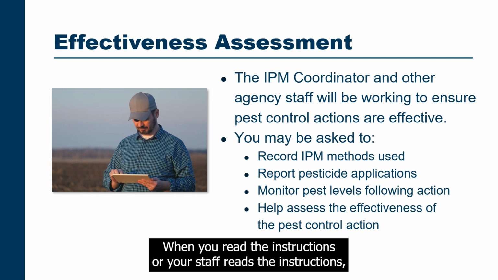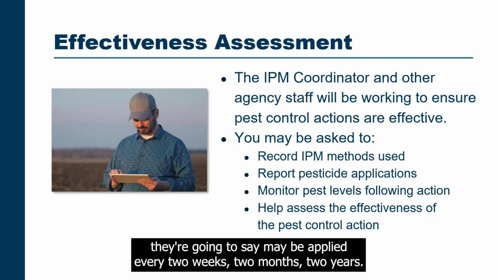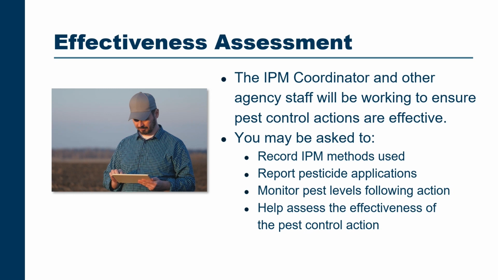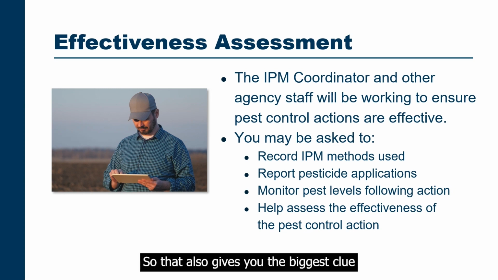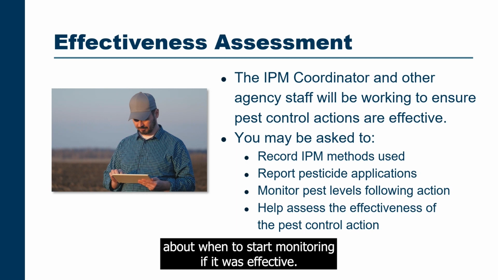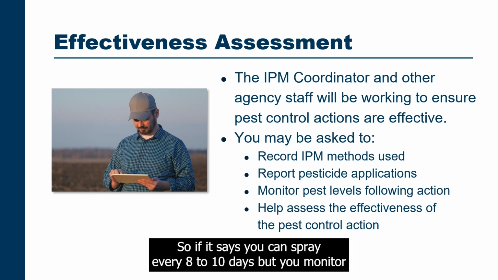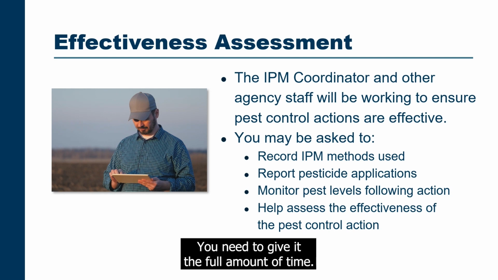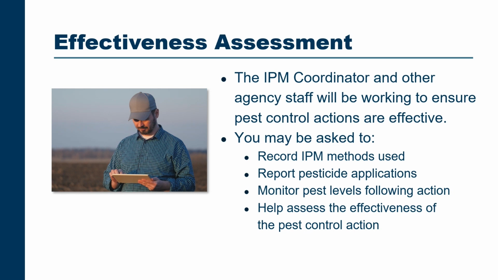When you read the instructions, or your staff reads the instructions, they're going to say "may be applied every 2 weeks, 2 months, 2 years." It will say something along those lines. That is generally your clue for how long the pesticide will be active. So that also gives you the biggest clue about when to start monitoring if it was effective. So if it says you can spray every 8 to 10 days, but you monitor the effectiveness on day 1, you're going to think it didn't work. You need to give it the full amount of time.